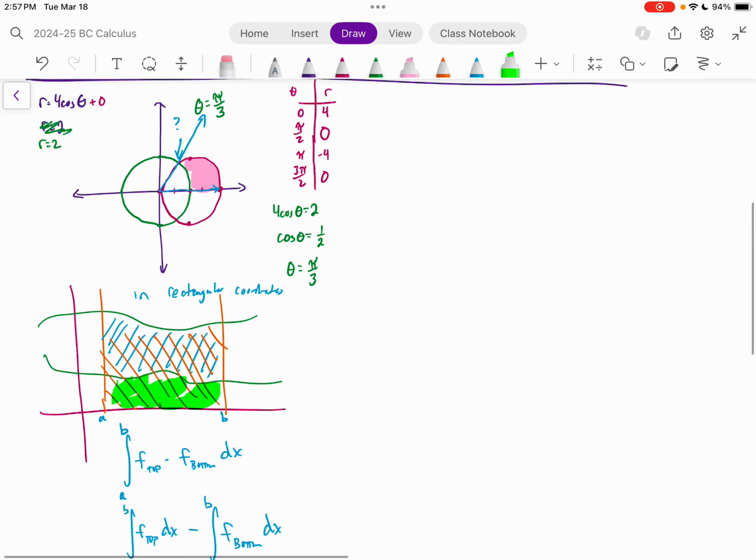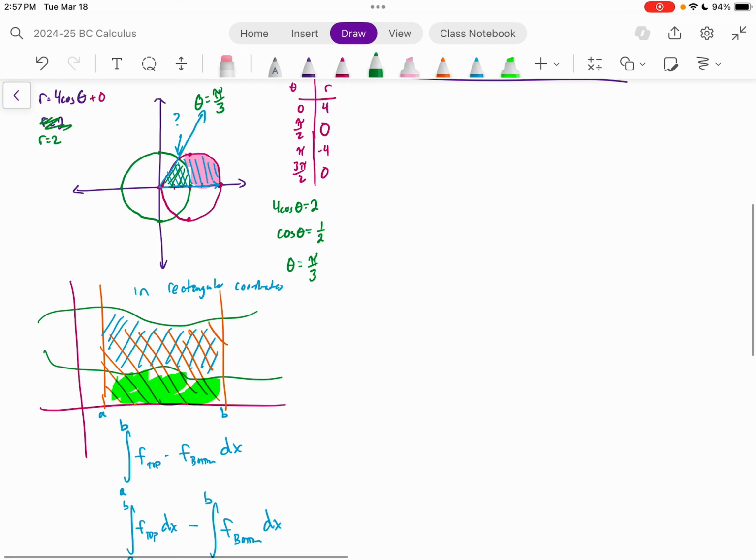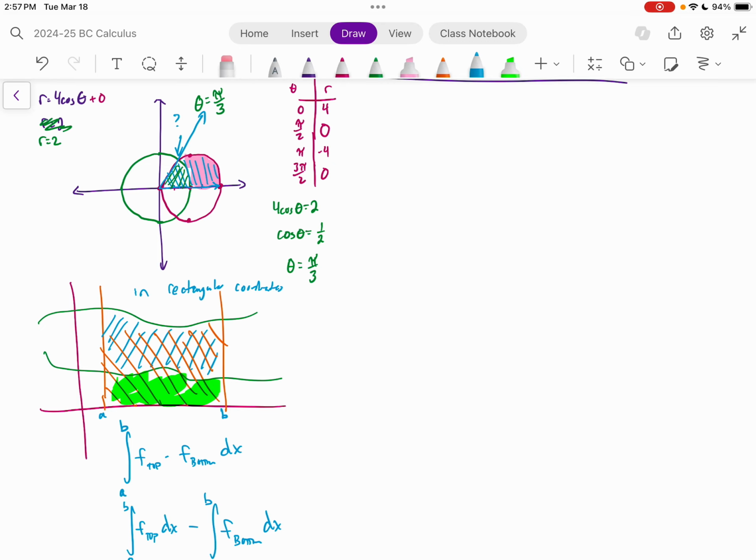And we're going to have a similar thing in polar here. This pink area is the whole area, which I'm going to try to highlight here, this whole area, minus this little guy in here. Hopefully that's clear. It's the whole minus that little. So instead of f top minus f bottom, we're going to have f far away minus f close, and we're going to think about what that looks like in polar coordinates.